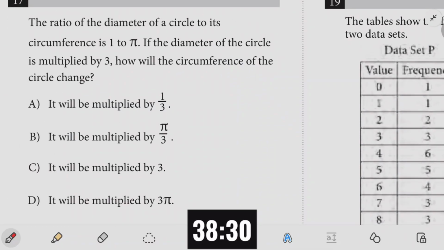The ratio of the diameter of a circle to its circumference is 1 to pi. If the diameter of the circle is multiplied by 3, how will the circumference of the circle change? Okay. C equals 2 pi r.